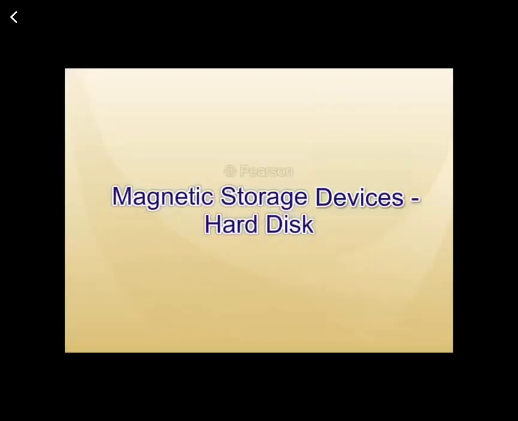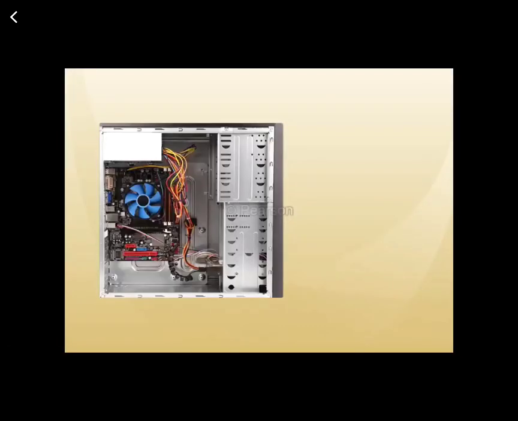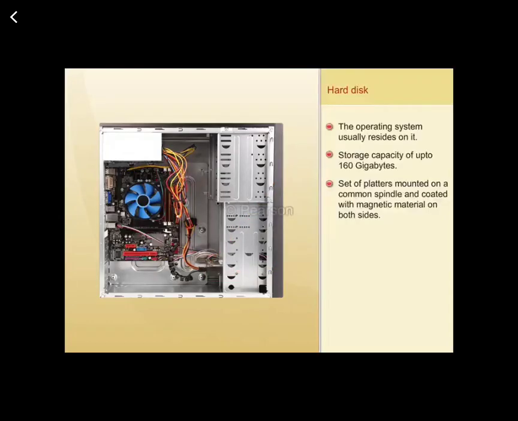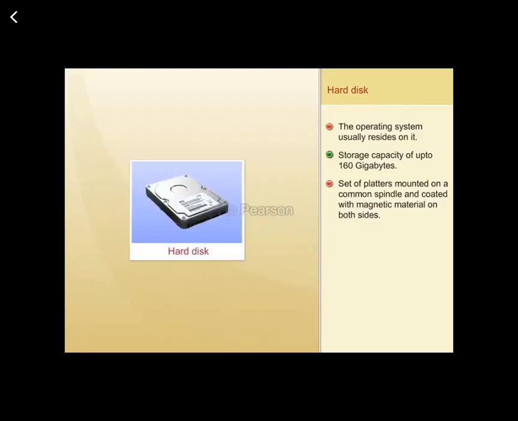Magnetic storage devices. Hard disk. The most common magnetic storage device is the hard disk. Every computer has one. The hard disk is placed inside the computer for extra storage space. It is here that the operating system usually resides. The hard disk has a storage capacity of up to 160 gigabytes.